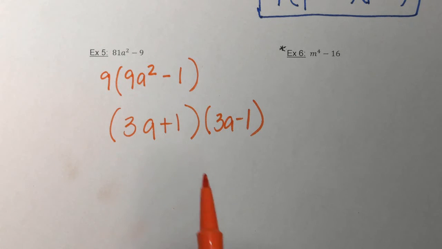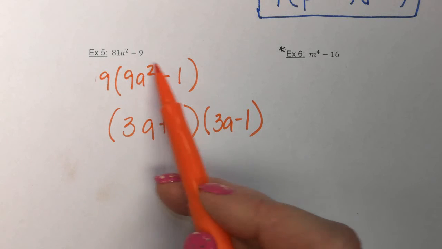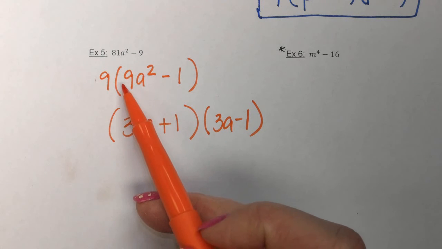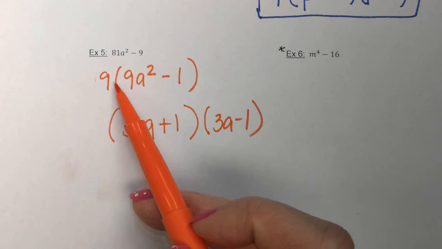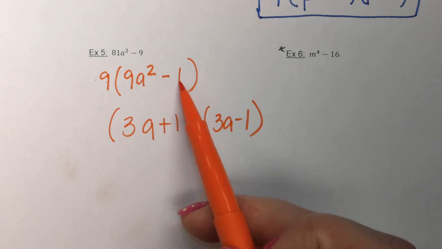So number 5, let me start over. Number 5, what I did here is I factored out a 9. That was our first step, GCF. I found the greatest common factor and factored it out. So I was left with 9a squared minus 1.